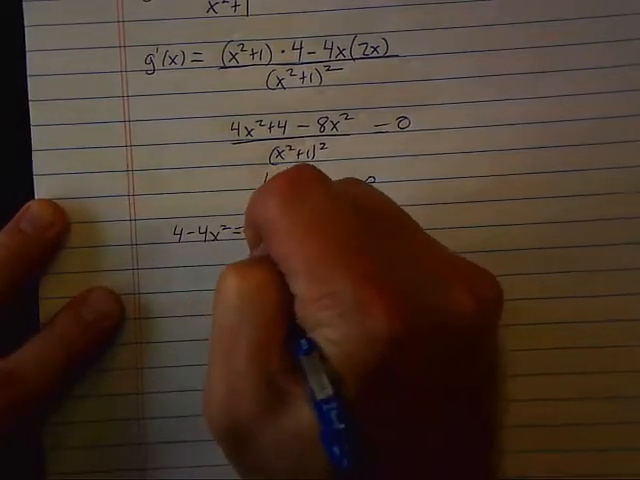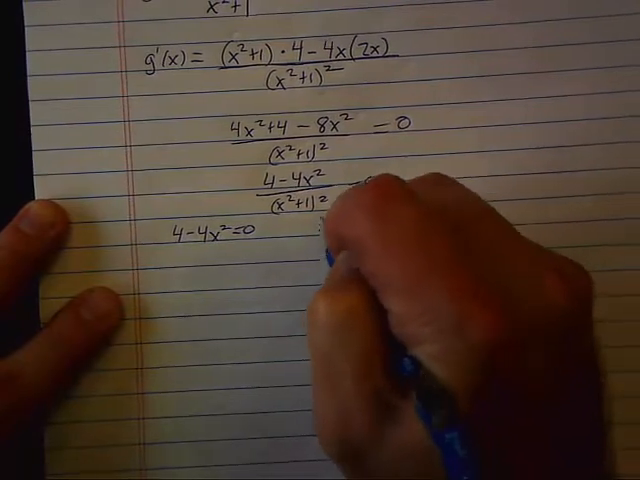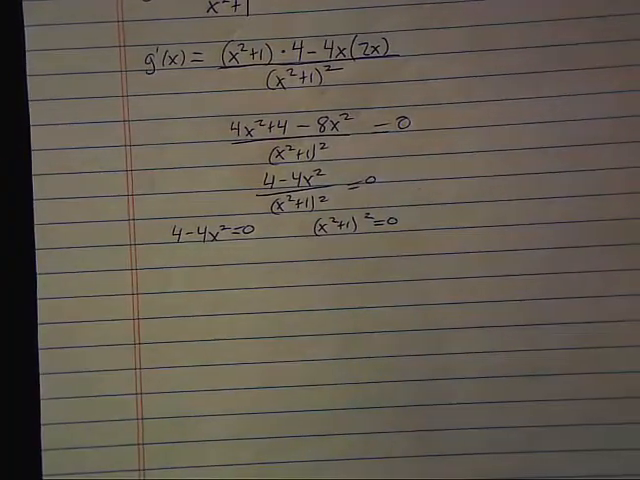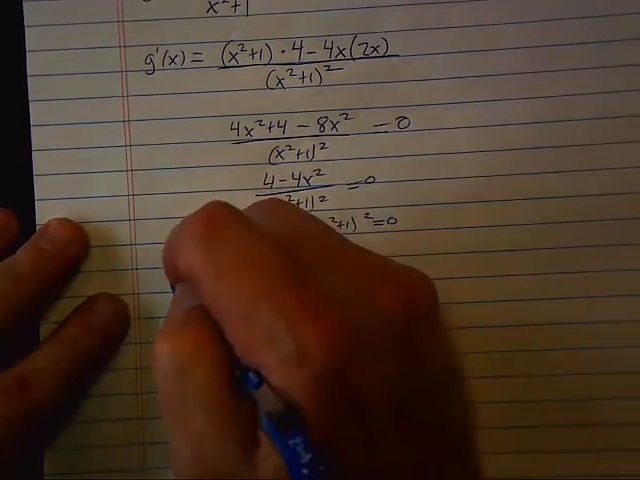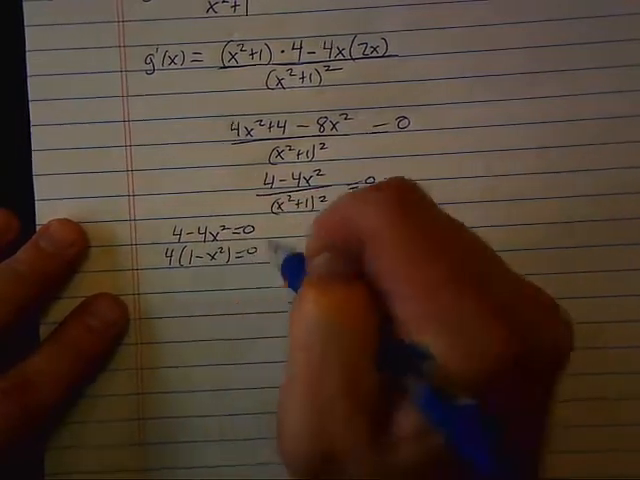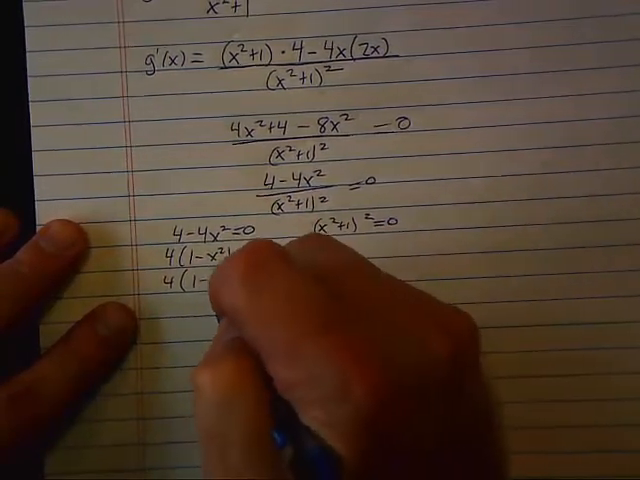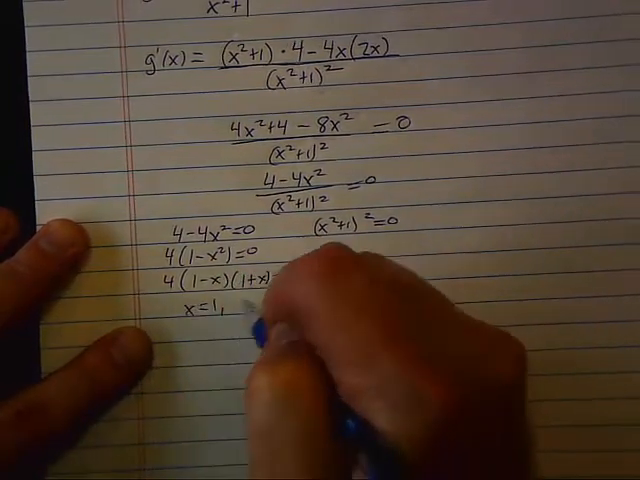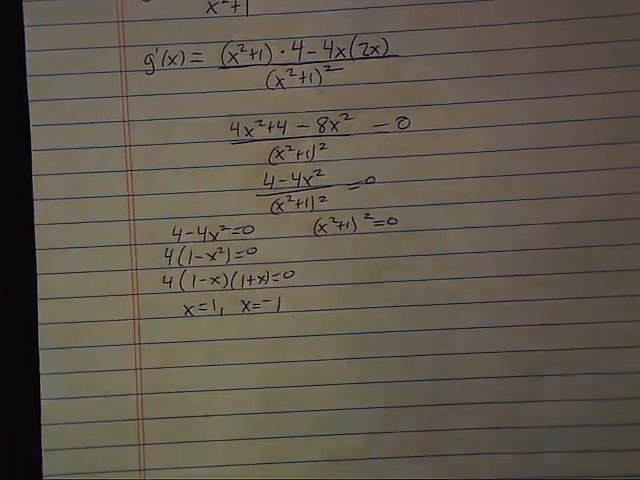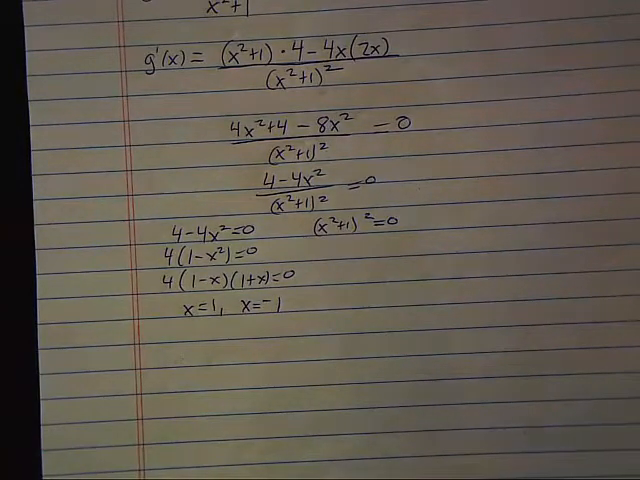How do you solve the first one? I can factor a 4 out, and I'm left with 1 minus x squared. And 1 minus x squared factors as (1 minus x)(1 plus x). x is 1, x is negative 1. Okay, that one's done. How about the next equation? x is also plus or minus 1? I disagree. Because if I plug 1 in, 1 squared plus 1 is 2. I don't get 0.